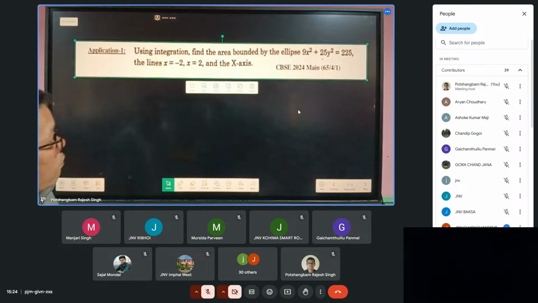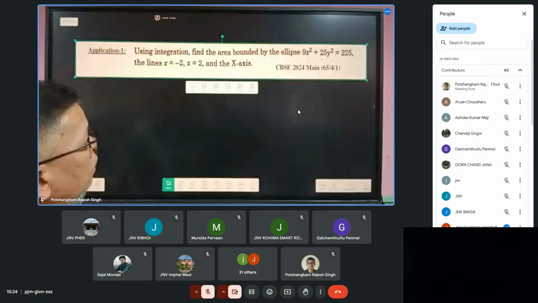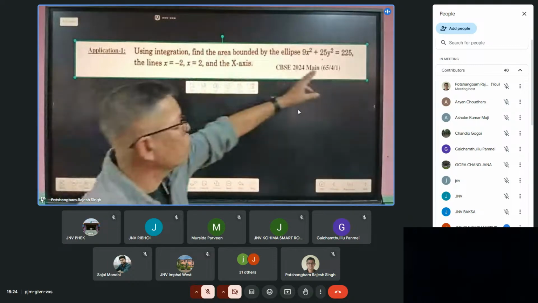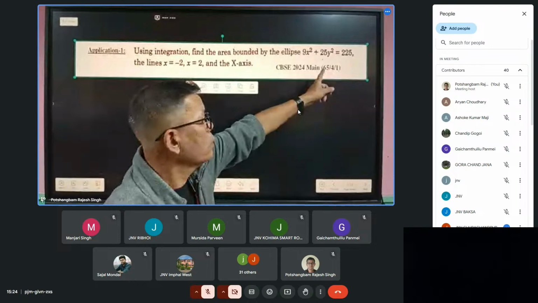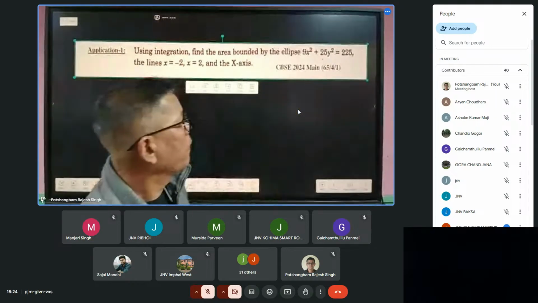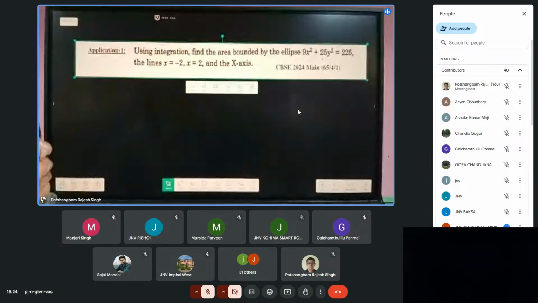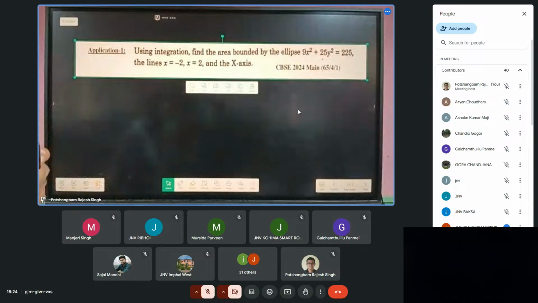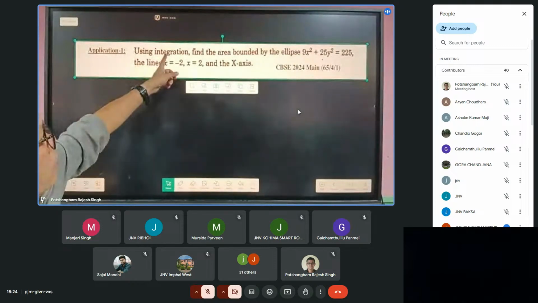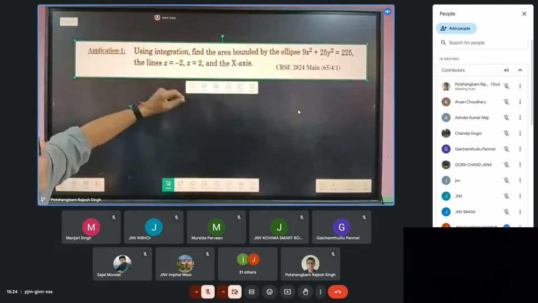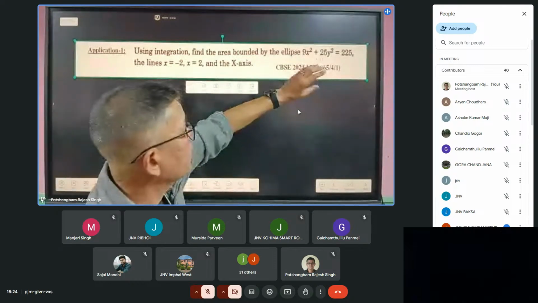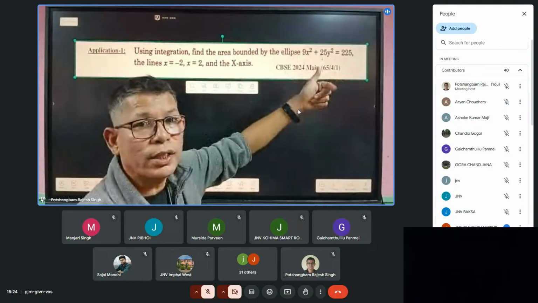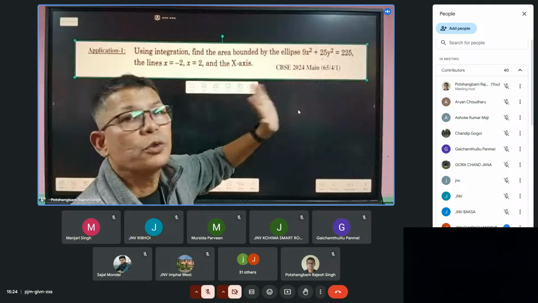Okay, dear students, look at what this question was given in 2024. The code is already mentioned here. Let us analyze this question. Using integration, find the area bounded by the curve. The name of the curve is already mentioned by the question. It's good.